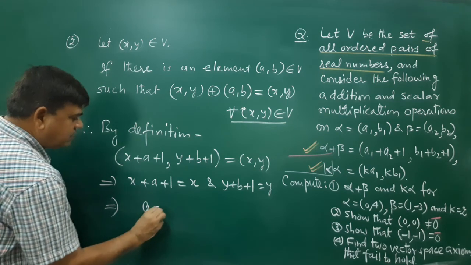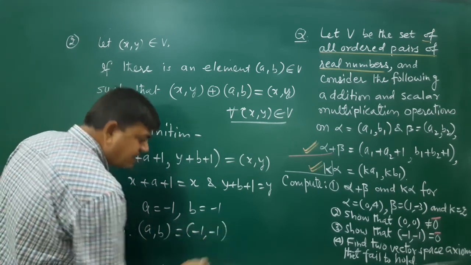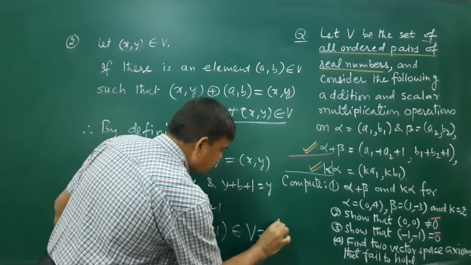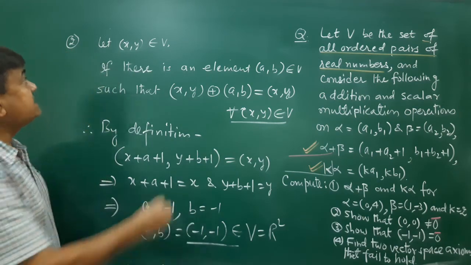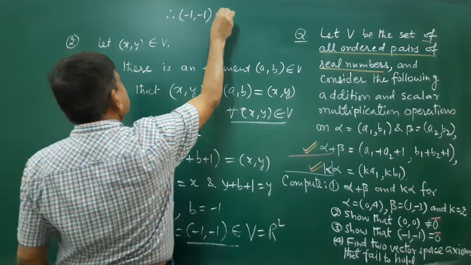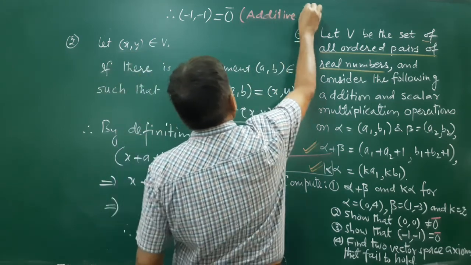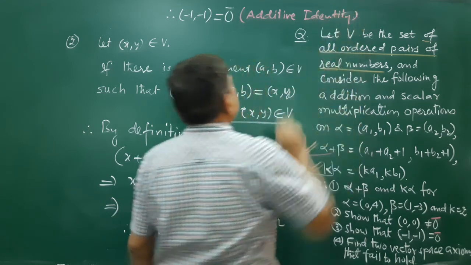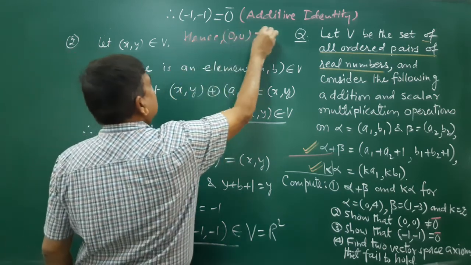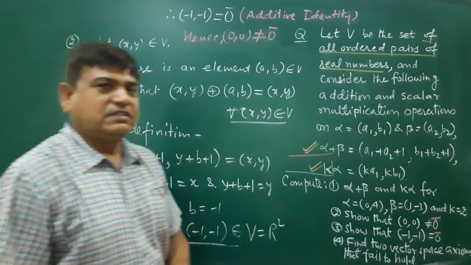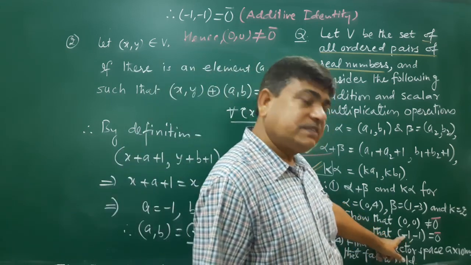This implies a equals minus 1 and b is also minus 1. Therefore, (a,b) is (-1,-1) and this belongs to V. That is the set of ordered pairs, so R square. R square means R cross R. Therefore, (-1,-1) is this. This is the additive identity. Hence, this is not equal to this. Both the parts have been proved at a time. The identity element is this and is this one. Okay.